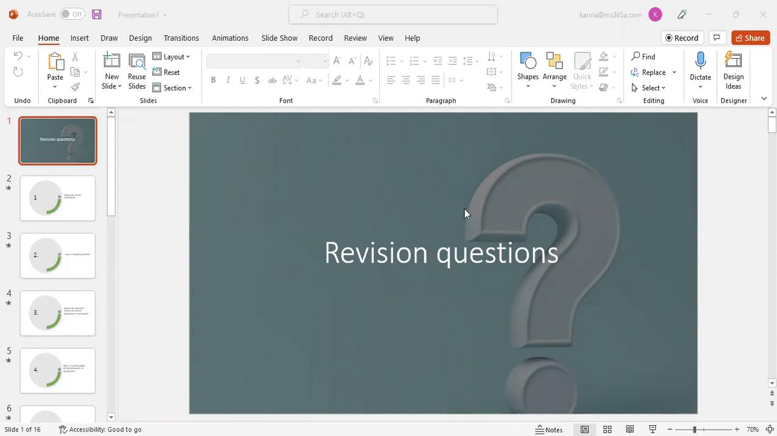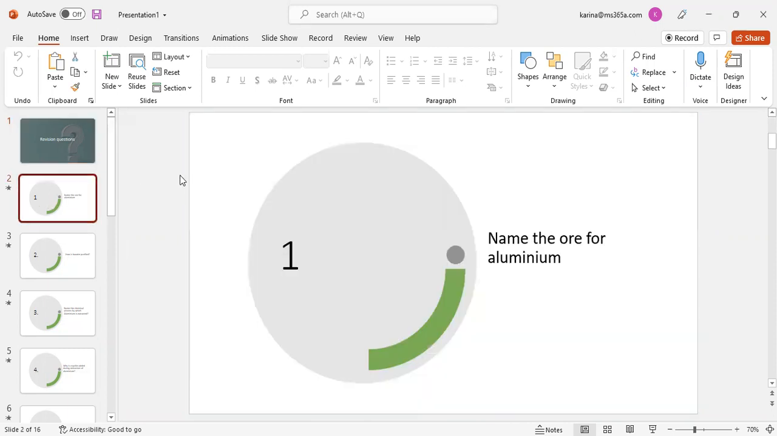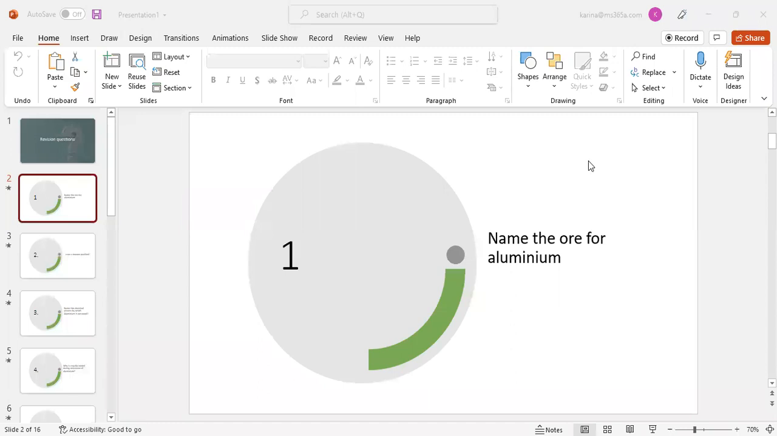All right, so before we go into our lesson for today, let's do a quick revision of what we learned last week. Okay, all right, so hope you can all see the screen. Revision questions. Okay, question number 1. Yeah, we start with Faria. Name the ore for aluminium.